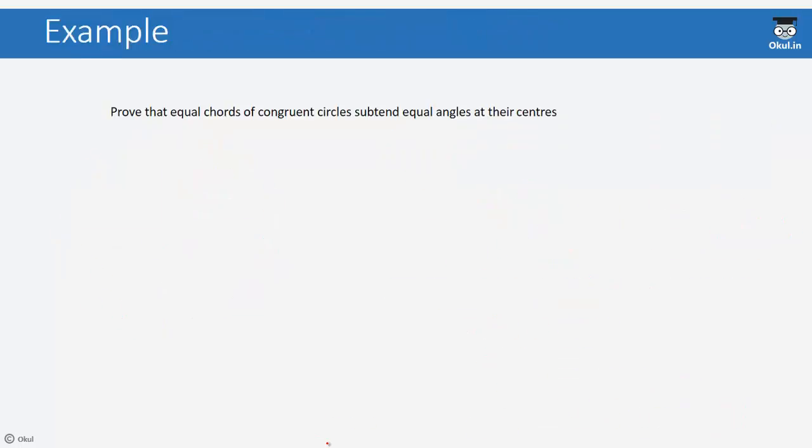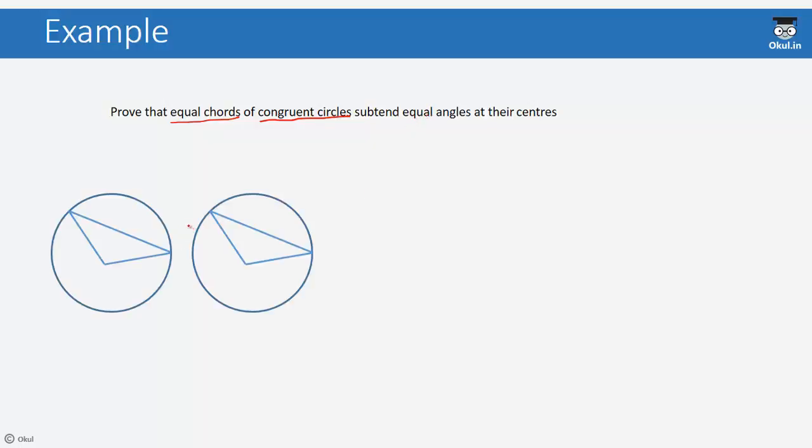So we have the example: prove that equal chords of congruent circles subtend equal angles at their centers. We have been given that the chords of the circles are equal and these circles are congruent. So equal chords and congruent circles, and we need to prove that they subtend equal angles at their centers. So we have two circles, these are congruent. Let me name these angles: let this be angle 1, this be angle 2. These are the circles C1 and C2.